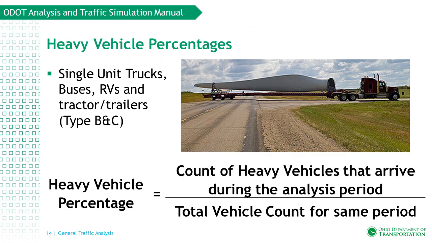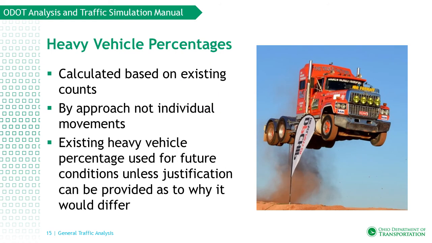ODOT defines a heavy vehicle as single-unit trucks, buses, RVs, and tractor-trailers, which are commonly referred to as Type B and C. The percentage of heavy vehicles represents the count of heavy vehicles that arrived during the analysis period divided by the total vehicle count for the same period. The existing heavy vehicle percentages should be calculated based on existing counts. For intersections, they should be calculated by approach and not for individual movements.